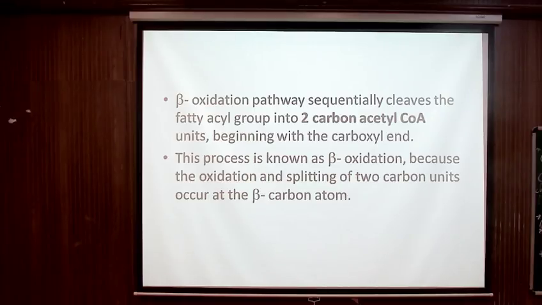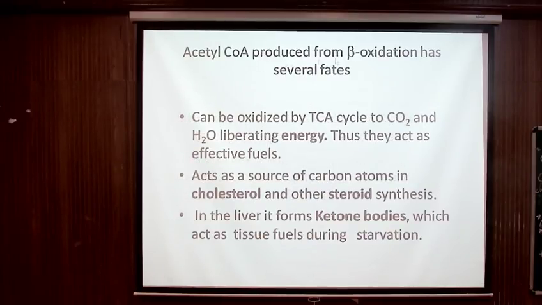And every time, if I take palmitic acid as an example, a 16-carbon fatty acid, from the alpha end, 2 carbon units are removed as acetyl coenzyme A. So it is a sequential removal of 2 carbon atoms in the form of acetyl coenzyme A. The whole fatty acid molecule will be broken down into 2-carbon units called acetyl coenzyme A. Okay. So that is the acetyl coenzyme A produced from beta oxidation.